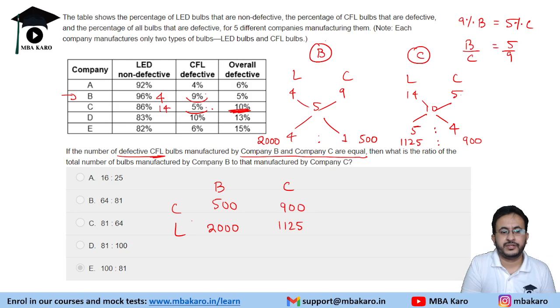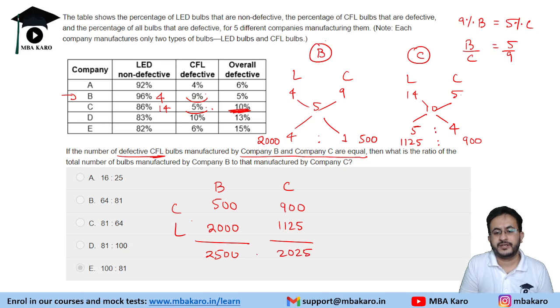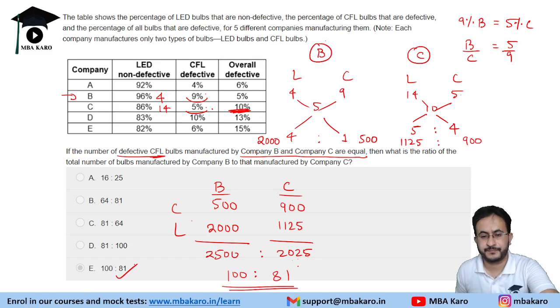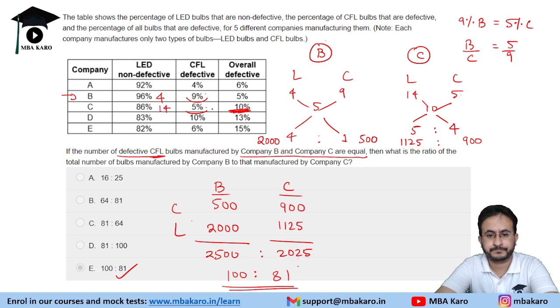Now we need the total number of bulbs manufactured. This is 2500. This is 2025. Now you need to tell the ratio of B and C. So we can divide by 25, that gives us 100, and 25 into 81 is 2025. So 100 ratio 81 is the answer. So it was a very difficult question and difficult to understand also. Even experts would struggle in this question and ideally it should have been skipped in the examination.